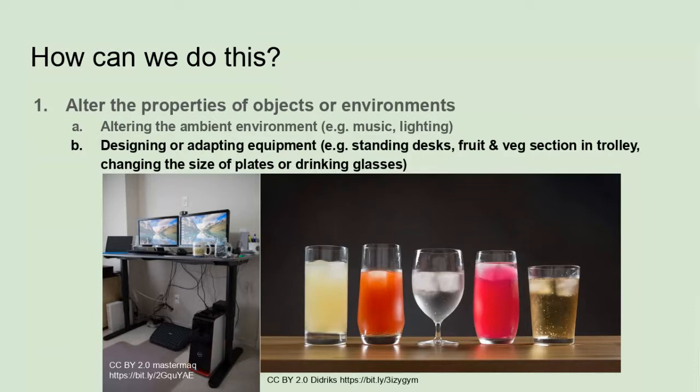We can actually design or adapt some of the things that are around us. So, for example, in some offices, they've been implementing desks that can be set either just to stand at or to be altered between sitting and standing. In one study, a supermarket put a specific section in their trolleys for adding fruit and veg. It was labelled fruit and veg, and I think they found that people were more likely to buy fruit and veg when they took one of these trolleys.